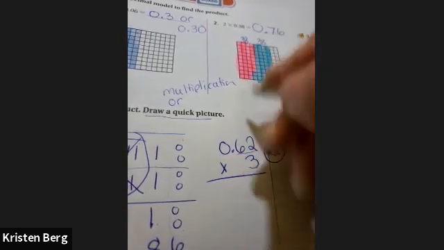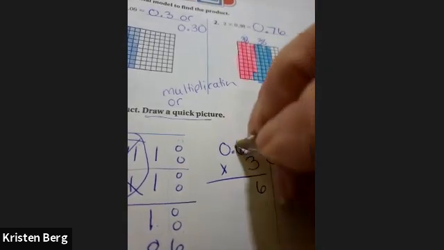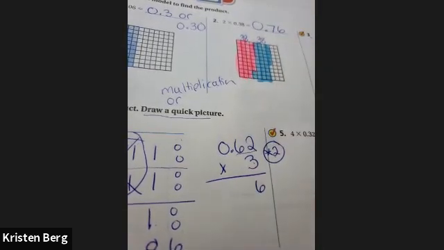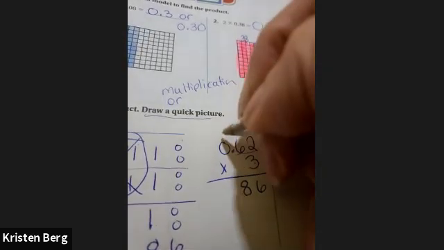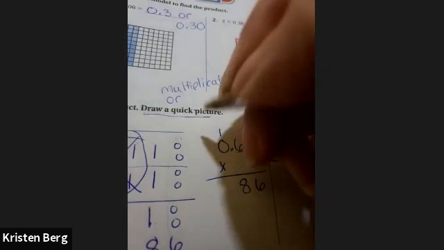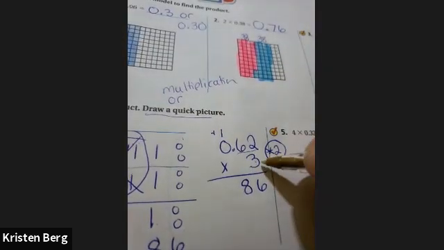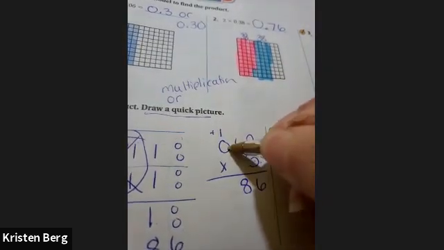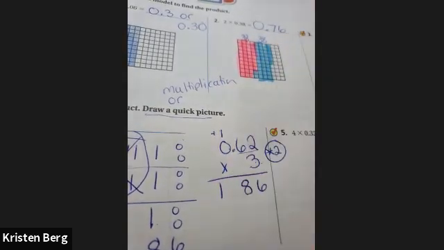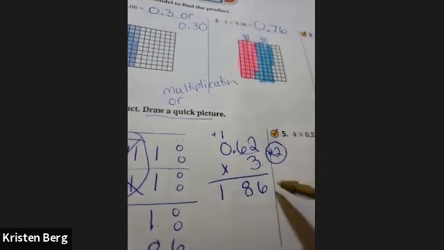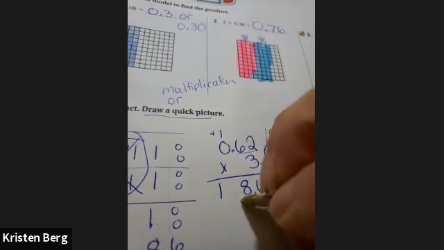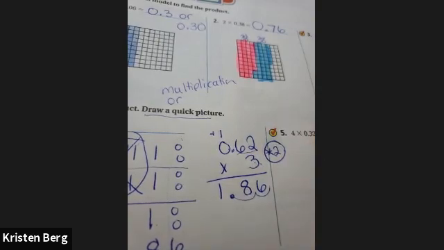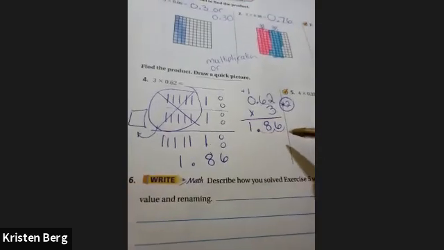So 3 times 2 is 6. 3 times 6 is 18. So when you have an 18, you're going to bring your 8 down, carry your 1 to the next number. So remember, it's a plus 1. So then you go 3 times 0 is 0, plus 1 is 1. And now you're going to bring in your decimal 2 places. So 1 and 2. So your answer is 1 and 86 hundredths, which is what it is showing.